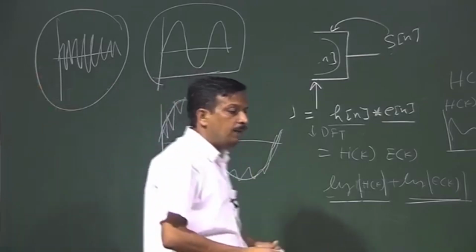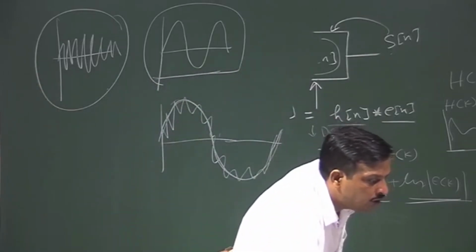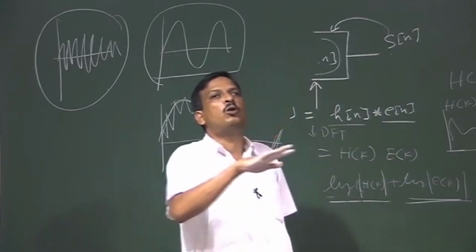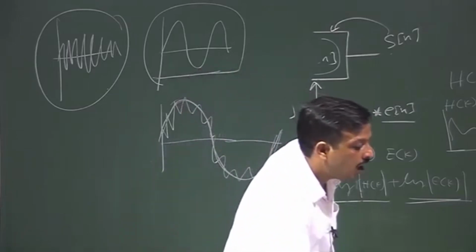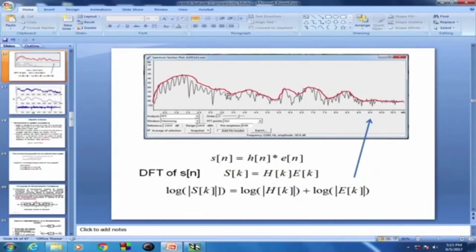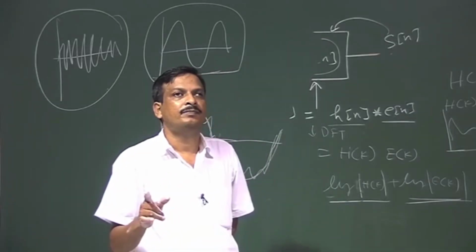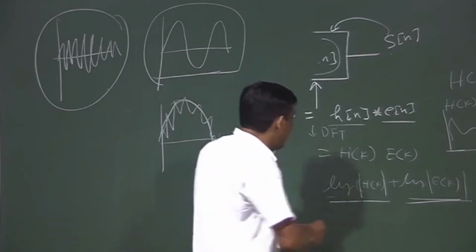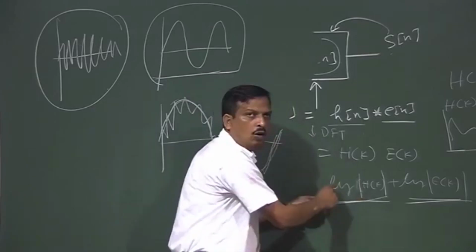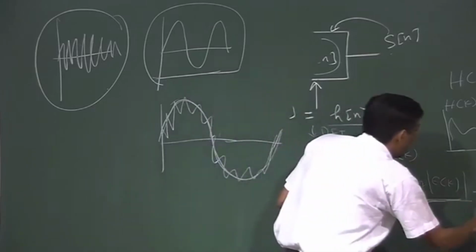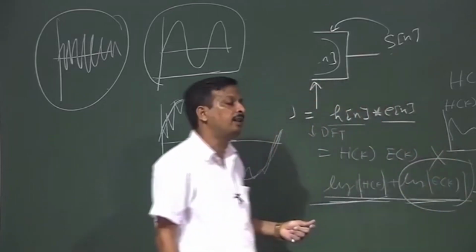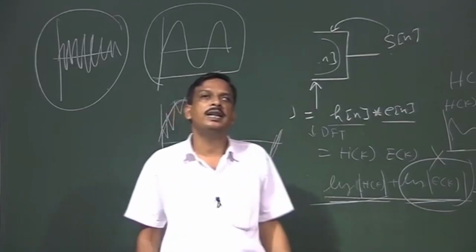So, if I pass this spectrum, considered as a signal, through a low pass filter, then the output of the low pass filter gives me the envelope representation. So, that is my extraction algorithm. Since I want to extract only Hk, after log, if I pass this portion through a low pass filter, then I can eliminate Ek, and my target is to find log of Hk.